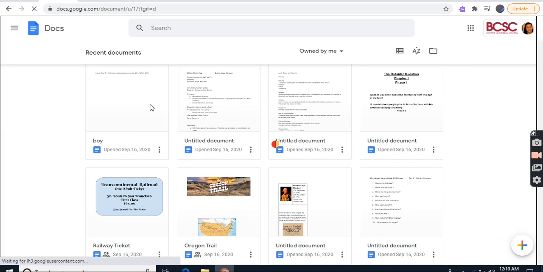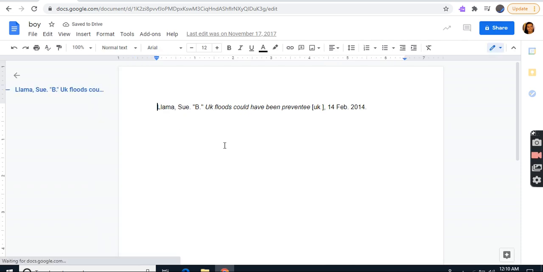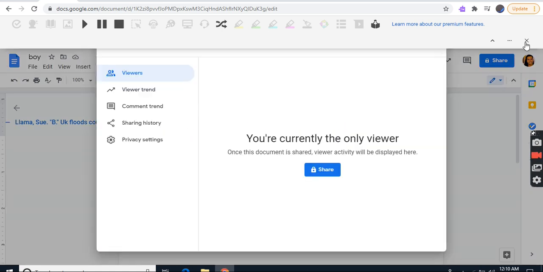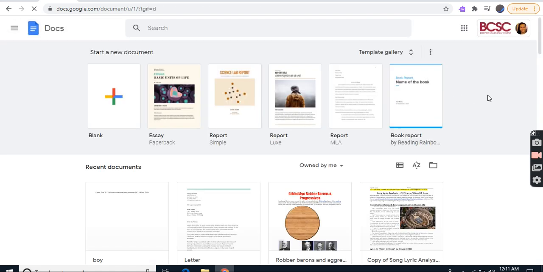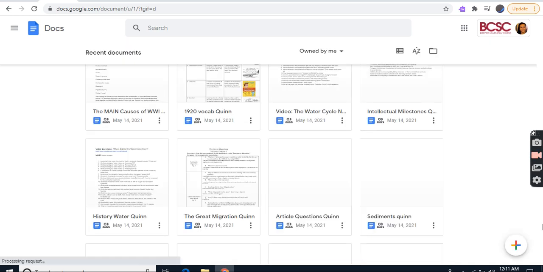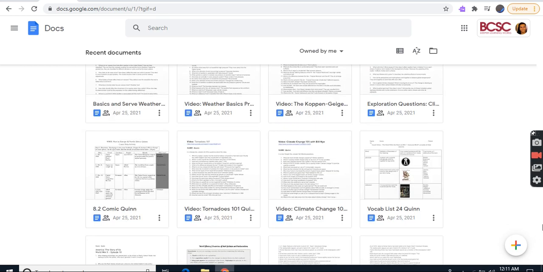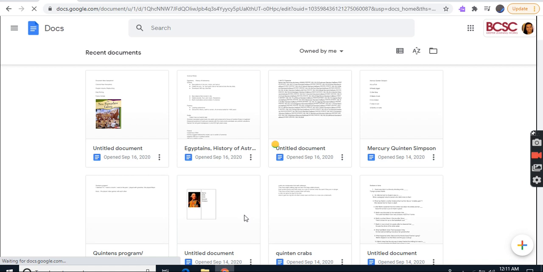Let's do this. UK floods could have been prevented, UK, February of 2014. So this was made previously, around 2015 is where I started. Actually around 2015, because I remember copy and pasting by accident and putting it on a new Google Doc that I was going to start something else. But yeah, let's do this page.